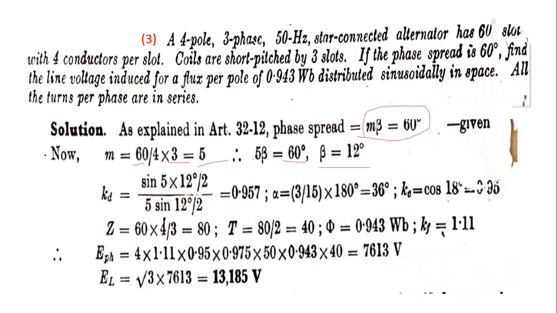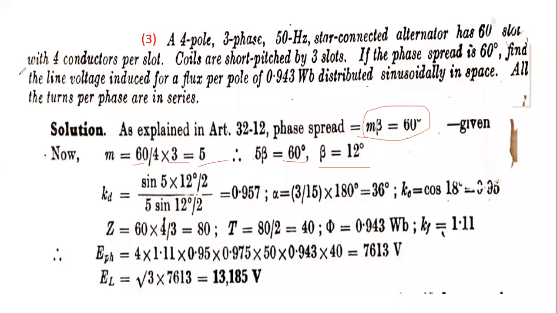First we calculate the m value. What is the formula for m? That is number of slots by conductors per slot into number of phases. Then we obtain the m value. After obtaining the m value, we substitute in this equation, 5 beta is equal to 60, and calculate the beta value.